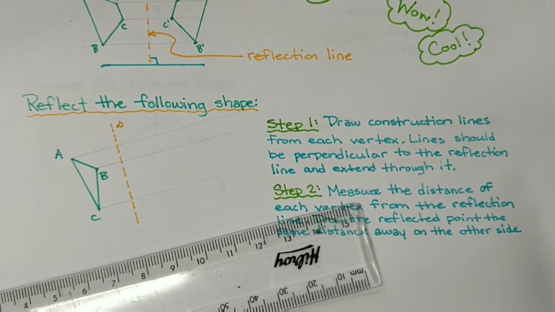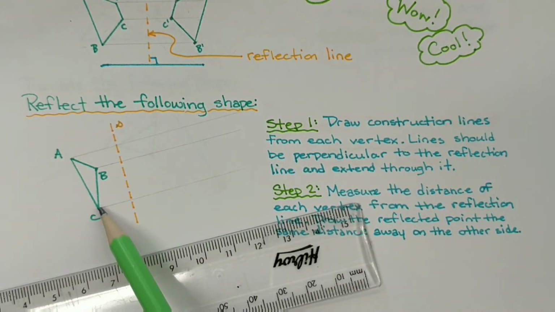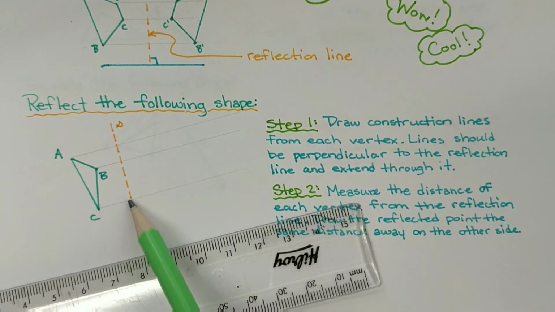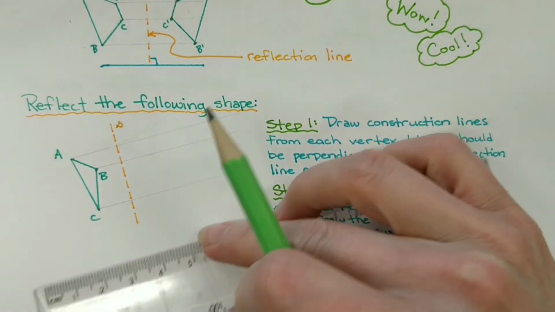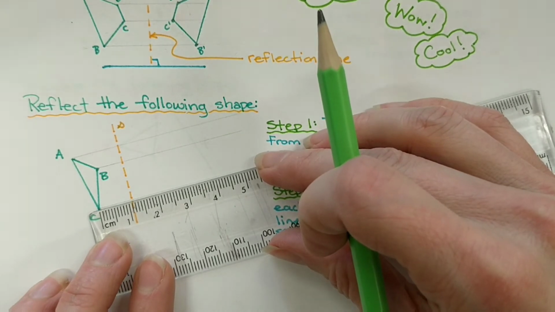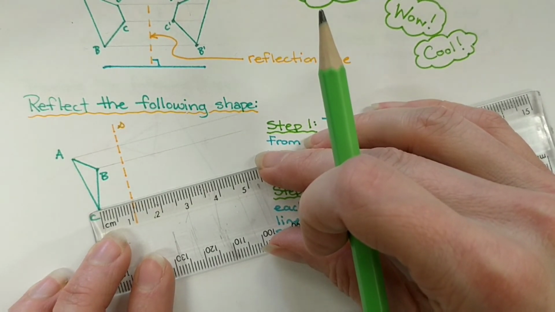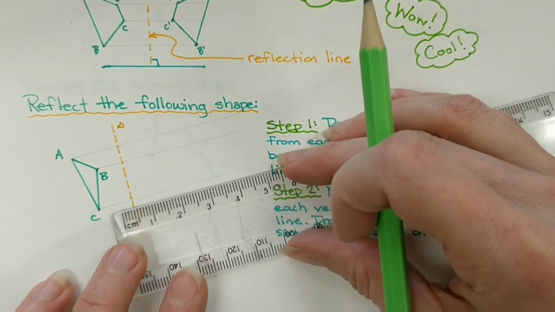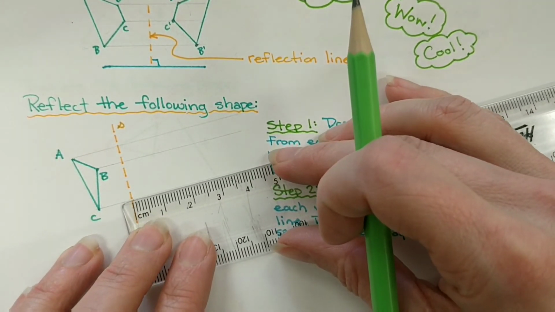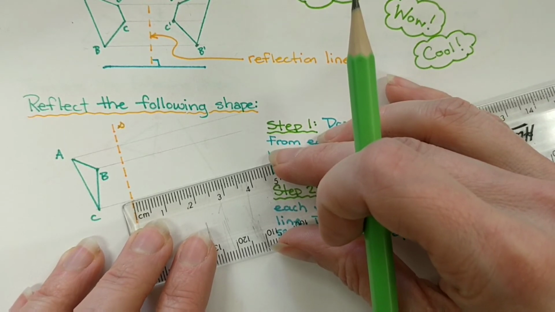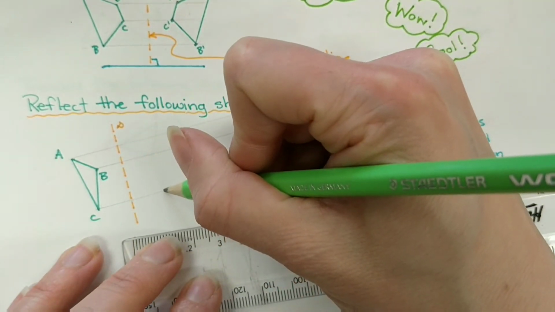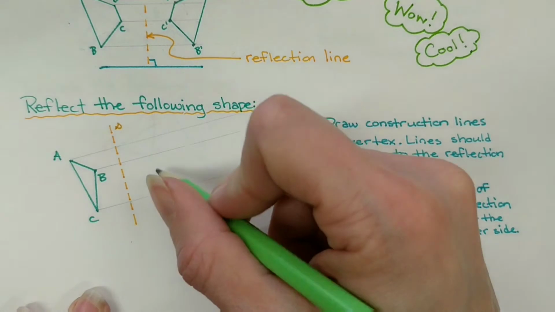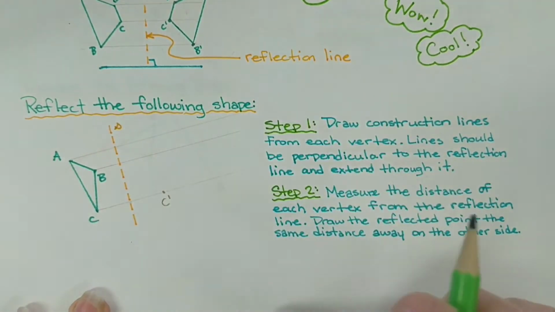Next, I'm going to measure the distance between each vertex. So say for point C, I'll measure the distance away from the reflection line, so how far away from the mirror I am. And then I'm going to measure that same distance on the other side, and that's where I'll draw my new point. So for C, it looks like I'm 1.1 centimeters away. So I'm going to line up my 0 line. I'm going to move 1.1 centimeters right here. And that's going to become C prime.